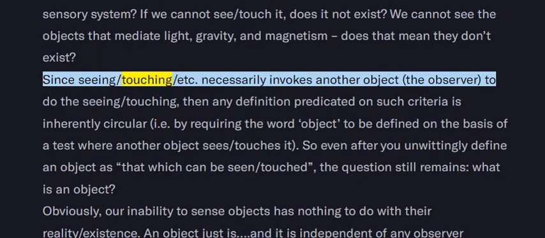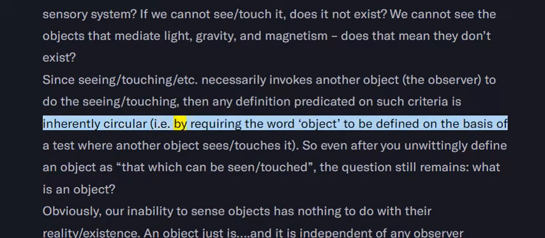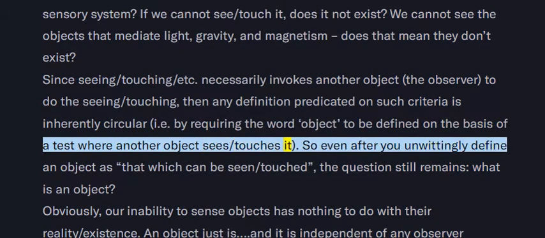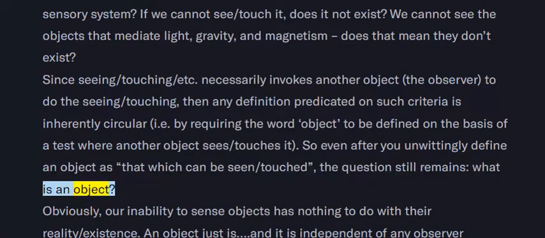Since seeing/touching/etc. necessarily invokes another object, the observer, to do the seeing/touching, then any definition predicated on such criteria is inherently circular, i.e. by requiring the word object to be defined on the basis of a test where another object sees/touches it. So even after you unwittingly define an object as that which can be seen/touched, the question still remains, what is an object?